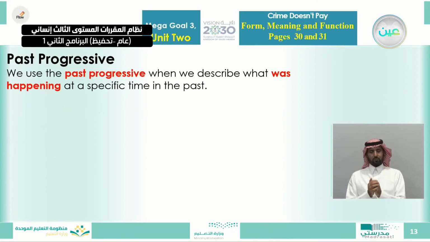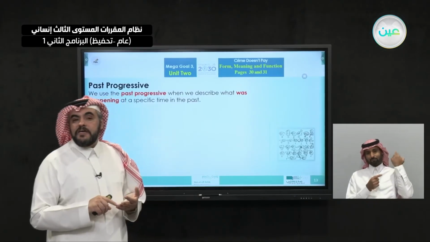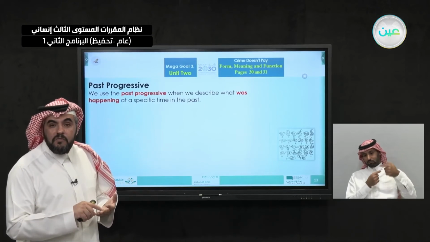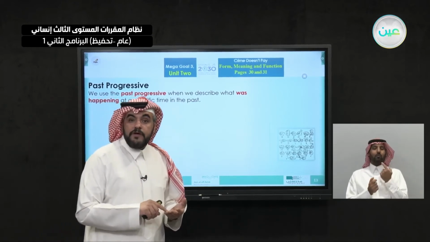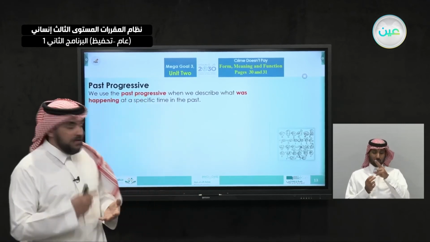Okay, let's talk about the past progressive. What is the past progressive? It is something that was happening in the past. Like now, I am talking, you are listening, you are watching. But if I want to use these activities in a progressive form in the past, I just change is, are, the forms of the verb be, into the past, was and were.